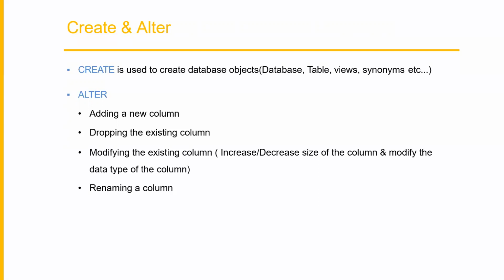In the same way, there is modifying an existing column. We neither want to add a new column nor drop the existing column, but we just want to modify the existing column, like increasing or decreasing the size of the column, or modifying the data type of the column. This can also be achieved using alter. We can also rename a column. We just want to rename the existing column, and for that also we can use the alter command. We'll see one example for each now.